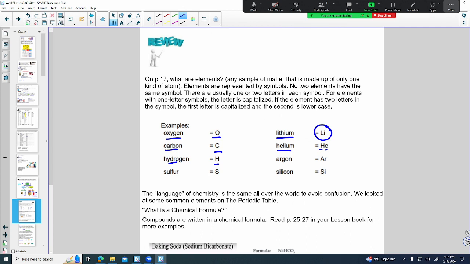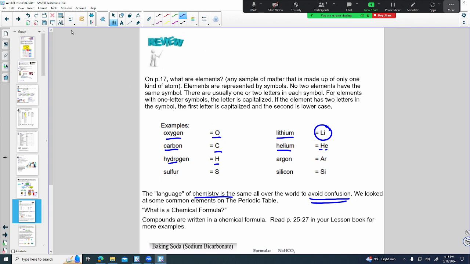So the language of chemistry is the same all over the world. It doesn't matter where you live, whether you live in China or England, anywhere. The symbols are the same. So the language of chemistry is the same. That way, we can avoid confusion. Just think of all the different languages that are spoken in different places, but the symbols remain the same in the language of chemistry.